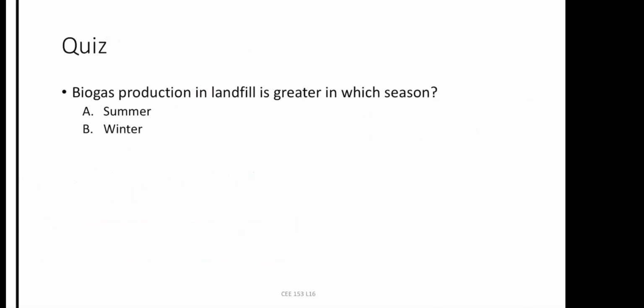Oh, I already asked the question. So for the sake of it, let's relaunch the poll. Biogas production in a landfill is greater in which season? Okay, again, I just ended the poll here because we discussed it. It's in summer.